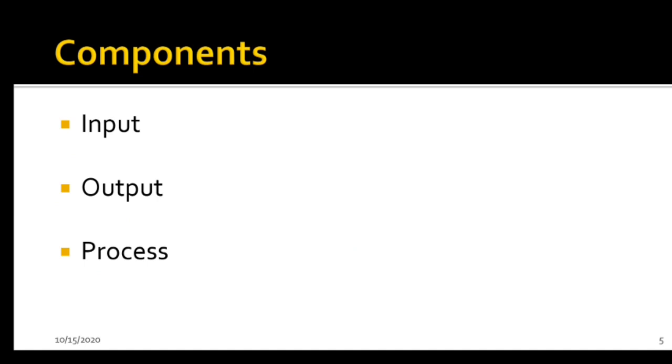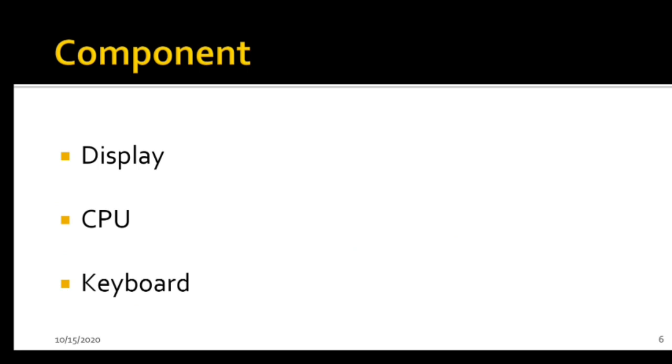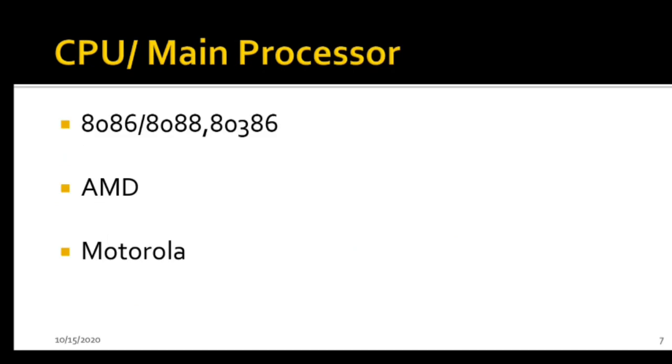So basically inside the computer or laptop there are three units: input unit, output unit and processing unit. Input units are used to put information or data inside the machine. Output unit is used to give you processed data, and the processing part is used to process the data as per the requirement of the user. So these components are available in physical form as display, CPU and keyboard. In the coming slides we will talk about all these components.